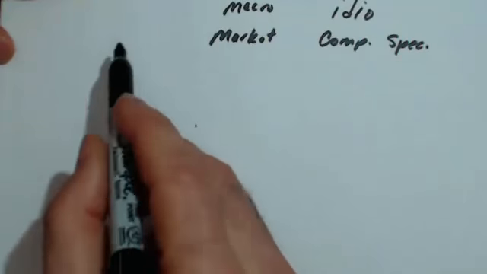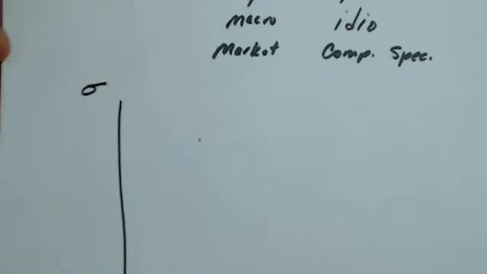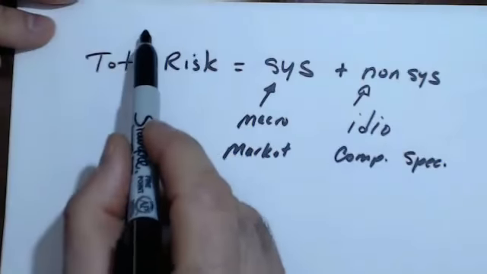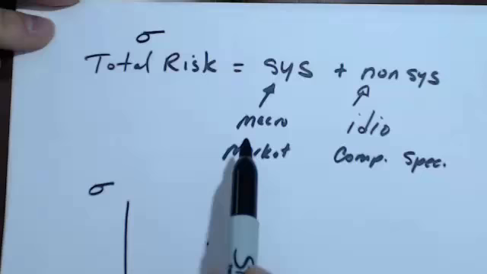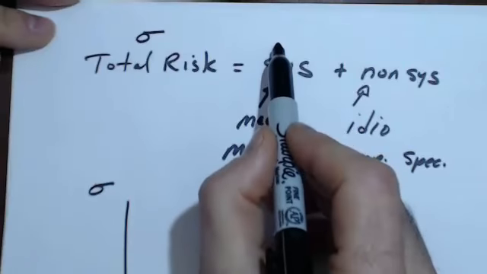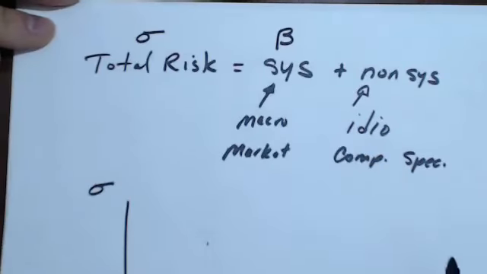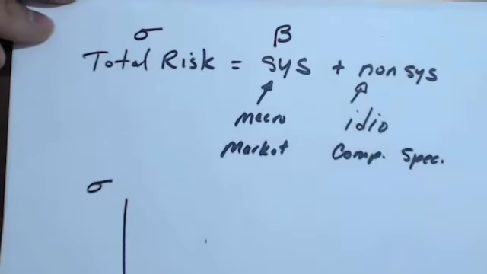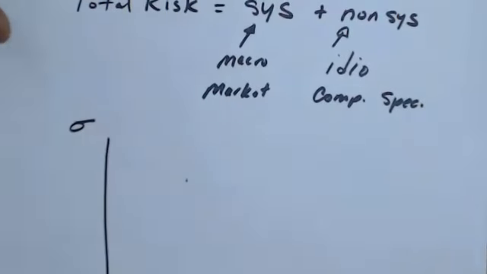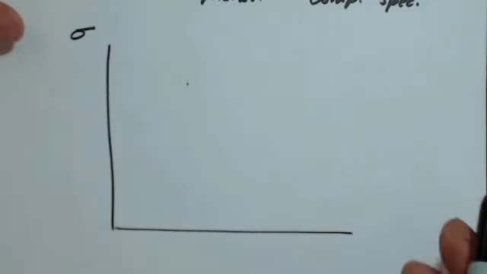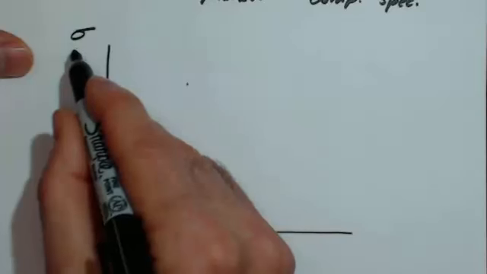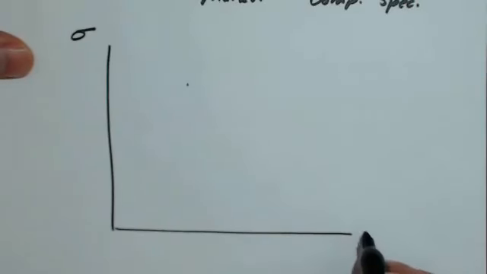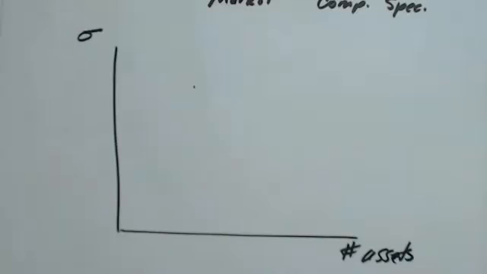So here I'm going to have total risk, and sigma measures total risk. So this guy right here is measured by total risk. Your systemic risk is measured using a variable called beta, which I'm going to talk about in a second. And then what's left over is non-systemic risk. So let me show you graphically. So here we have total risk on this y-axis, and on the x-axis we have the number of assets in a portfolio. Think of it as the number of stocks in a portfolio.